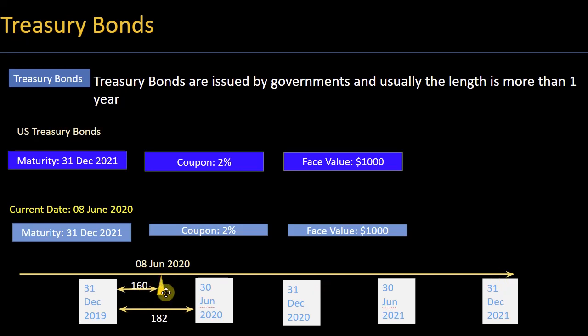But at this point, you can see some interest has been accrued because the last coupon was paid on 31st of December, and now we are on 8th of June, and we know the next coupon payment will be on the 30th of June. That means 160 days have passed from the last coupon date, and for these 160 days some interest or some coupon has been accrued, and we can calculate that coupon. Remember, 2% is the coupon for a whole year, and we can use this fraction to calculate the coupon that has been accrued from the last coupon date to the current date.